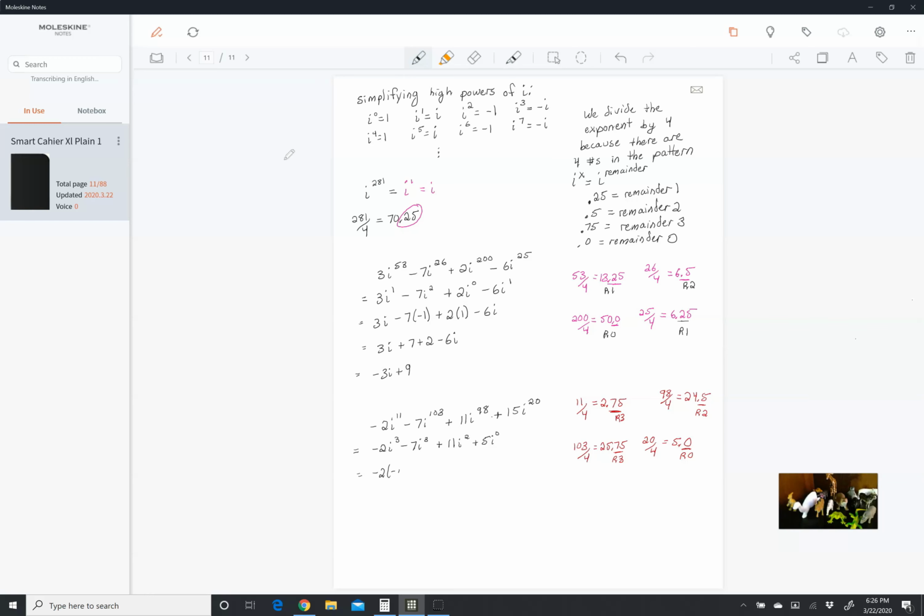i to the third is negative i. So we're just replacing those with negative i. i squared, we're replacing with negative 1. And an i to the 0, we're replacing with 1. So negative 2 times negative i becomes positive 2i. Negative 7 times negative i becomes positive 7i. Then we have negative 11 plus 5. Combine like terms, so put your reals first. Negative 11 plus 5 is negative 6. And then 2i plus 7i is plus 9i.